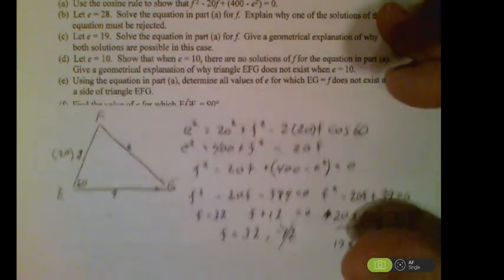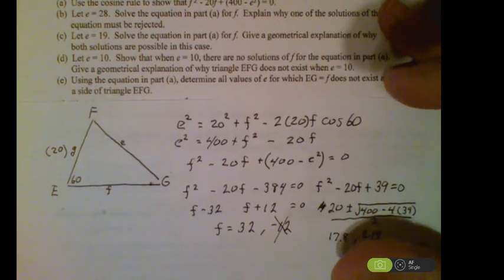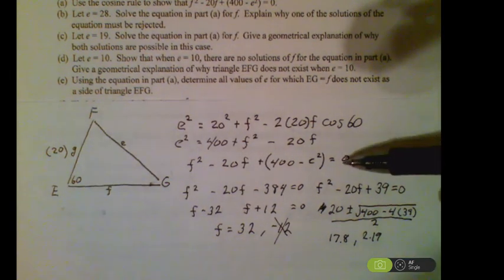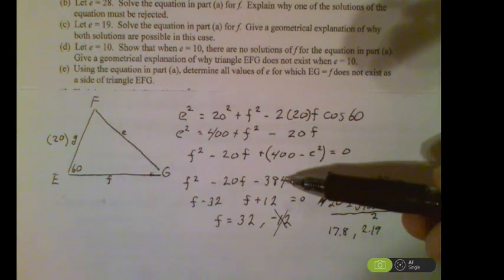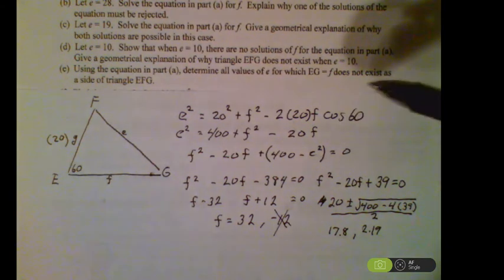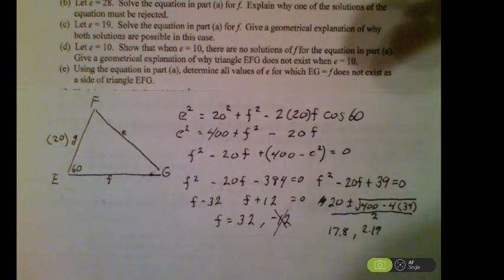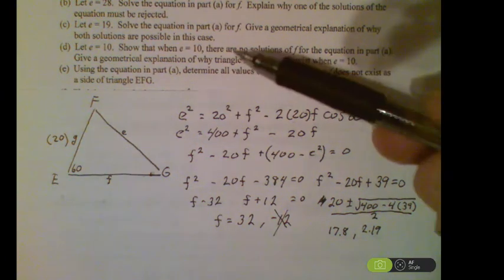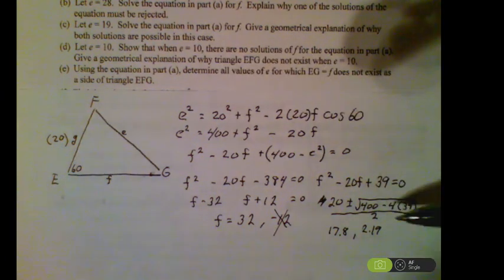So moving on to part E. Now we're back to the equation in part A, which was the setup way back up here. There we go, this is our equation from part A. Determine all values for e where that value for EG equaling f does not exist as the side of a triangle. Remember, the reason we had a no solution case back in part D was because we had a negative discriminant. So that's what we're looking at.